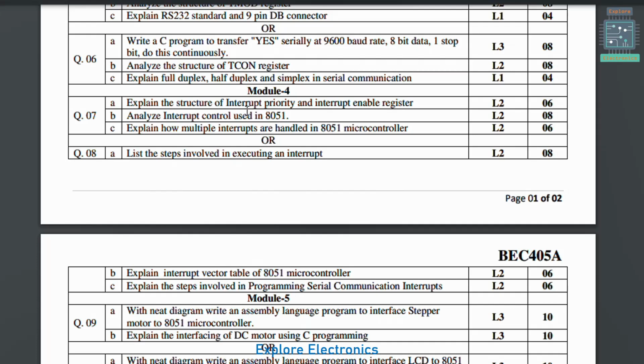So here, how to handle the interrupt is one question which is very important, and other than the exam point of view, you need to understand how the interrupts are going to be handled in a microprocessor or in a microcontroller and related stuff. So here the structure of the interrupt priority and enable register are asked, and also the interrupt control used in 8051 and multiple interrupts, how the handling will be done in the 8051 controller.